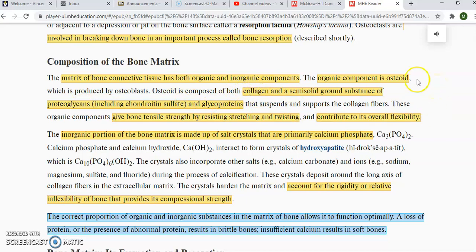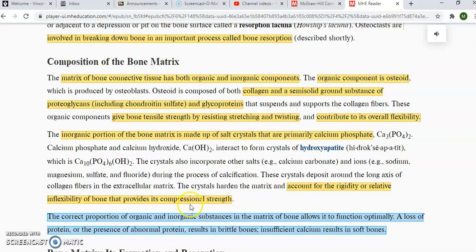And this is one of our questions in lab: what's the role that collagen plays in bone tissue, like why do we have it in there? It's the component that's going to help with the bone being slightly flexible, so that it can resist stretching and twisting and everyday normal activities. So our bones won't be brittle and easy to break. So that's the role of the collagen in there.